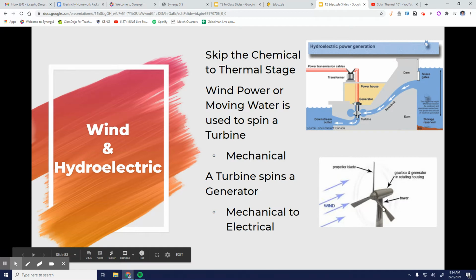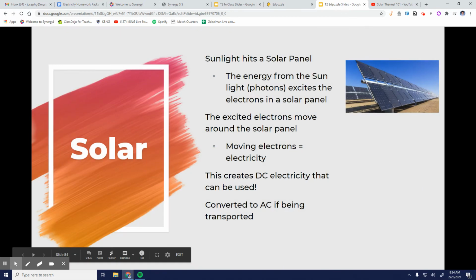Wind also is going to be pushing on the propeller blades of a wind turbine. The wind turbine, right, the blades are the turbine. So now instead of using steam, we're using wind. And inside the back of our wind turbines is a generator. And that generator is then spun to create electrical energy. So we are taking, in both cases, the mechanical energy of moving wind or moving water and converting it into electrical energy.